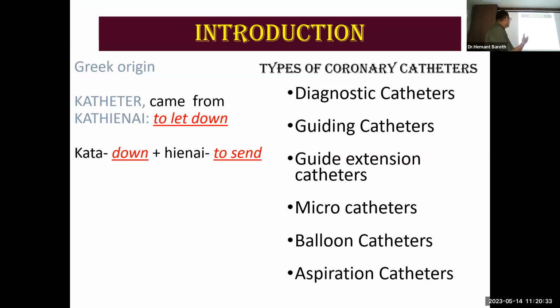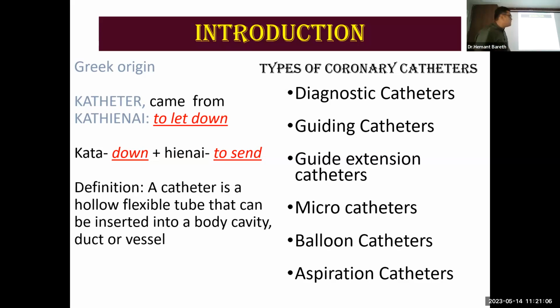So, as I said, the word catheter comes from the Greek origin, which means to let down. So that is down, to send it down, to let down. Initially catheters were used for purgation purposes, like rectal catheters and urinary catheters, to remove something. But later on, the word was used for anything that is inserted into a tube or vessel. A catheter is a hollow flexible tube that can be inserted into a body cavity, duct or vessel. That is how coronary catheters came in.